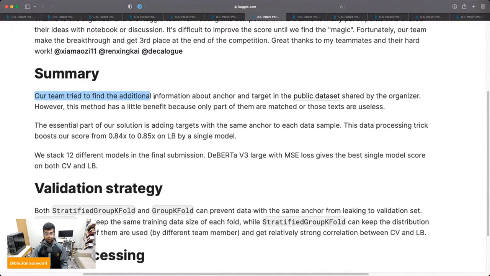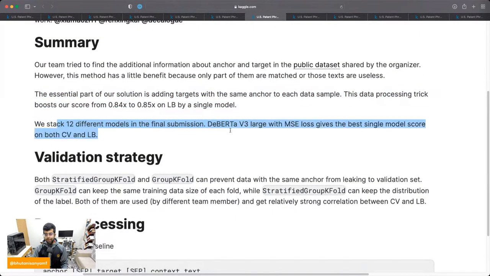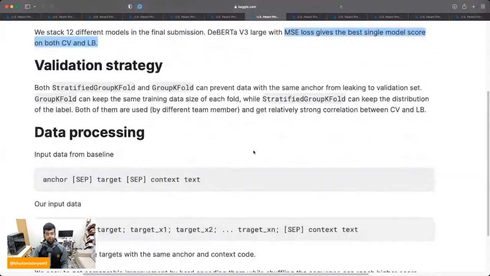So the summary is they initially tried to find additional information in the public data set, but this wasn't really helpful. The essential part of this solution was adding targets with the same anchor to each data sample, and this trick gave them a nice boost. They stacked 12 different models in the final submission. Deberta V3L with MSE loss gave the best single model score. Their validation strategy was both stratified K-fold and group K-fold, which prevented data with the same anchor from leaking into the validation set.